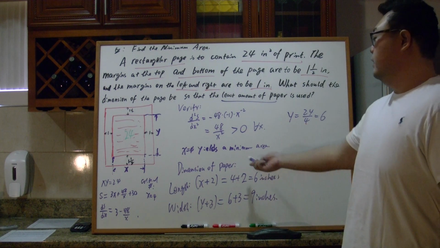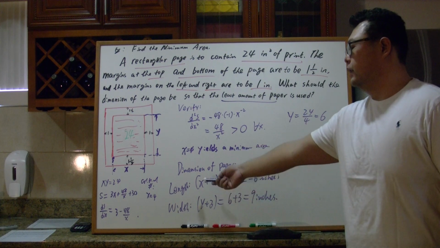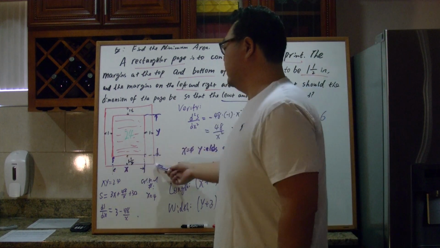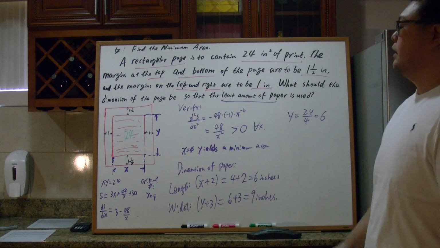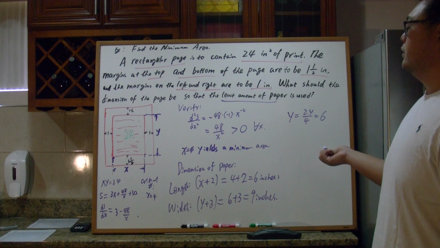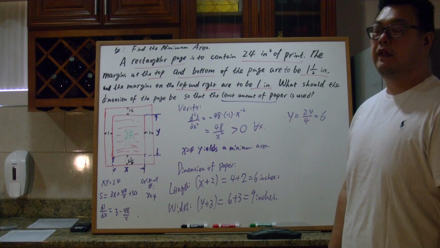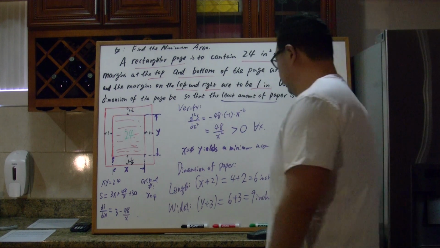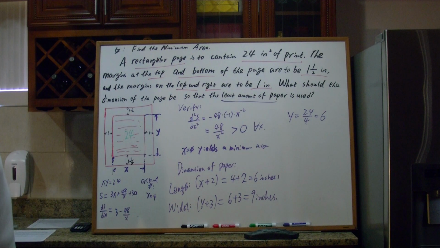X equals 4 yields the minimum area, in this case y equals 6. Right, that we get the length to be x plus 2, that is 6 inches, the width to be 9 inches. They didn't ask us to find the minimum usage of the paper. If they ask, we say, well, 6 times 9 is 54 square inches. So that will yield the minimum use.